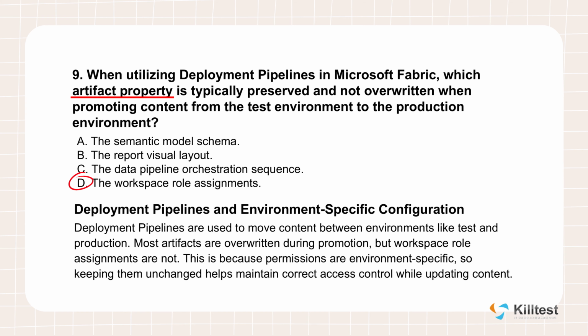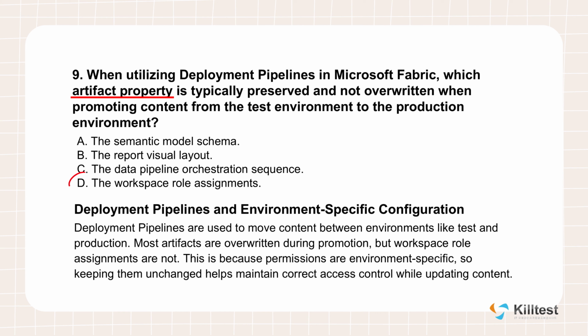Because security is environment specific. Think about it. You have a team of, say, junior developers building things in the test workspace. Right. If you overwrite the production roles with the test roles, those junior developers suddenly inherit access to highly sensitive live production data just because you clicked deploy. Oh, wow. Yeah, that would be bad. Very bad. The deployment pipeline intentionally preserves the target environment's role assignments to prevent data breaches like that. Which is an absolute lifesaver.